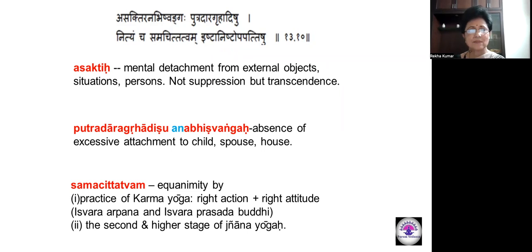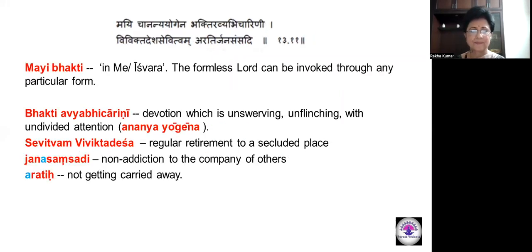The next virtue is samachit tattvam, which is equanimity, no highs or lows, by practice of karma yoga. Right action with the right attitude of Ishvara Arpana Bhava and Ishvara Prasada Buddhi, followed by Gnana Yoga at the next level. In the next slide, we have verse 11, where bhakti is described as a virtue.